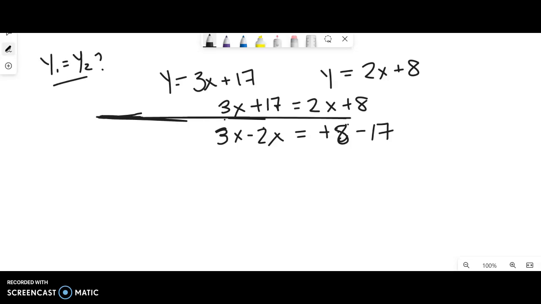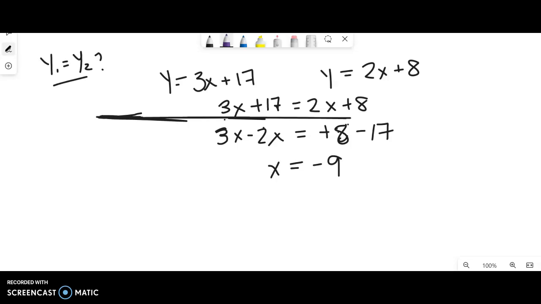3 x's, take away 2 x's, is going to leave you with 1 x. And positive 8 minus 17 is going to give you negative 9. After you've done this, then you can double check to make sure that you've solved it correctly.